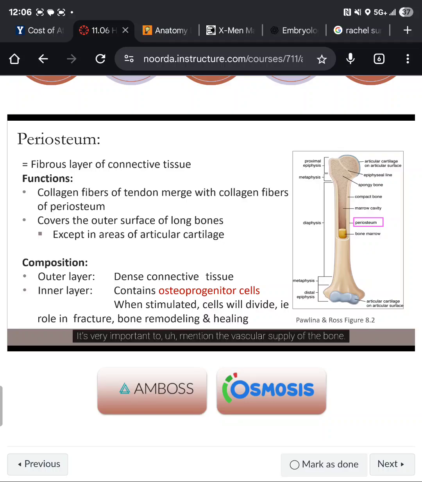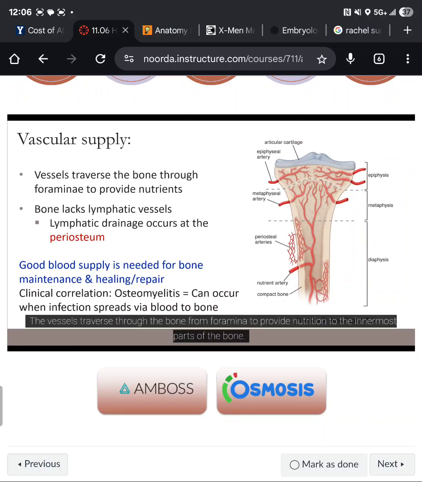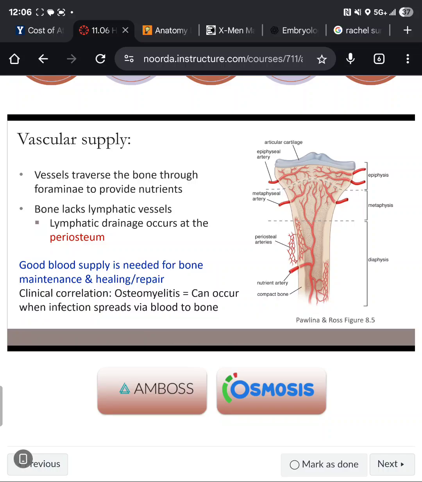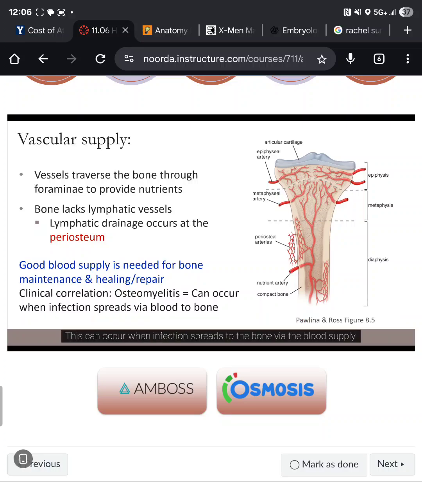It's very important to mention the vascular supply of the bone. The vessels traverse through the bone from foramina to provide nutrition to the innermost parts of the bone. The bone lacks lymphatic vessels, and lymphatic drainage occurs mainly in the periosteal region. It's important to know that good blood supply is needed for bone maintenance and for healing and repair. One key clinical correlation that you will learn later on in second year is osteomyelitis, which can occur when infection spreads to the bone via the blood supply.